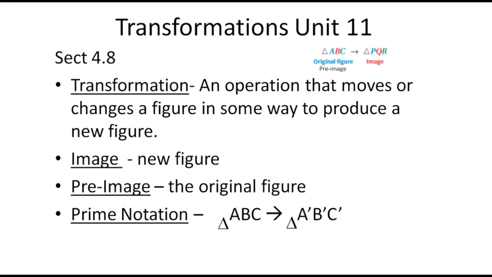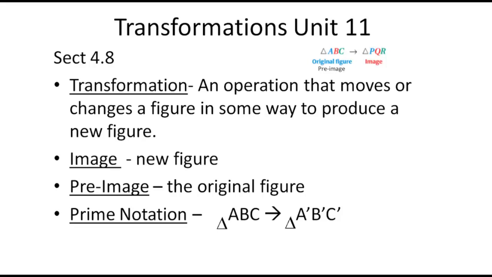Prime notation is triangle ABC goes to triangle A prime, B prime, C prime. So this little mark right here is read as prime. That is the notation for prime notation. As you can see right up here in this little example, sometimes they use different letters. Triangle ABC goes to triangle PQR. ABC was the original figure, also known as my pre-image, and triangle PQR is the image.